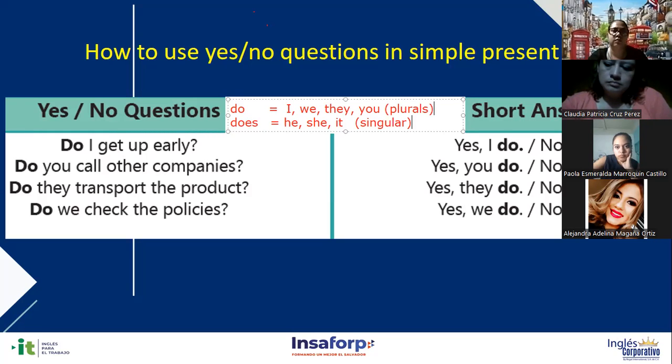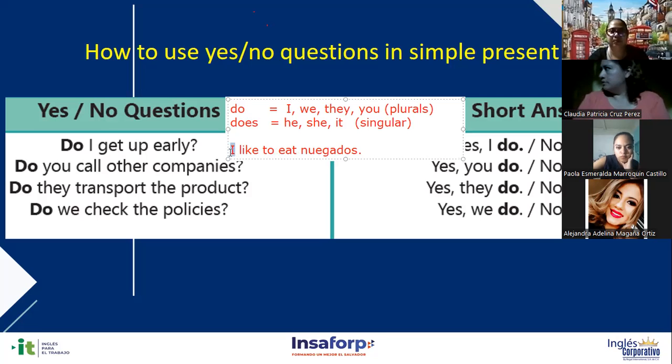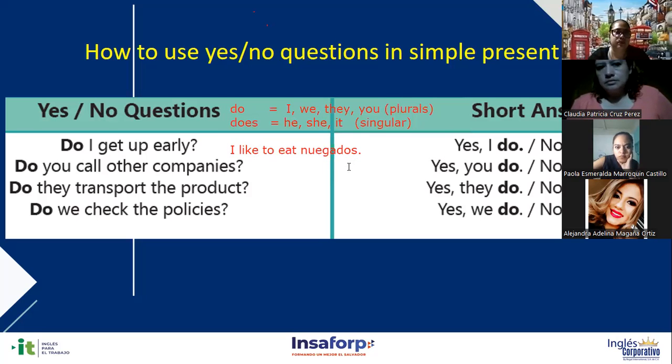We were learning that in affirmative, we don't use the auxiliary. En afirmativo, no se usa el auxiliar, right? ¿Se acuerdan lo que aprendimos ayer? Ya vimos, hicimos algunas oraciones, pero le voy a poner otra. I like to eat nuegados. Nice. So it's subject, verb, and complement, and no auxiliary, right?